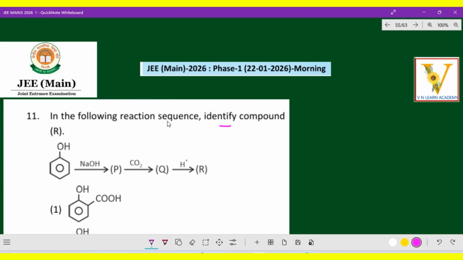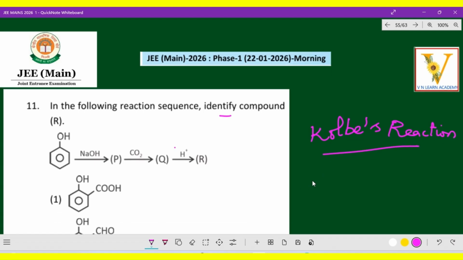Now in the following reaction sequence, phenol combined with sodium hydroxide, you'll be getting sodium phenoxide. Sodium phenoxide combined with carbon dioxide, you will get a carboxylic acid. Again it reacts with H plus, which is HCl or H2SO4, an acid. So you'll be getting salicylic acid. It's 100% a naming reaction. You know what that naming reaction is? Salicylic acid, how do we get it from phenol? This is Kolbe's reaction, right? I hope you got that idea. How do we remember Kolbe's reaction?